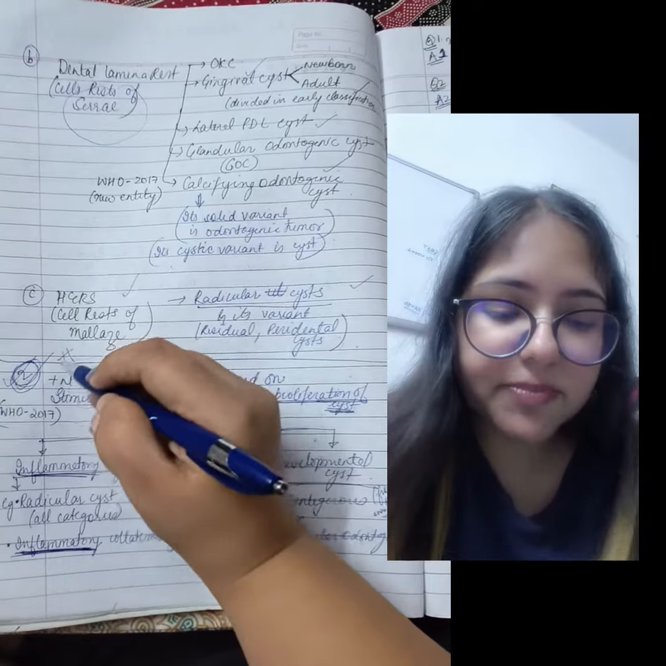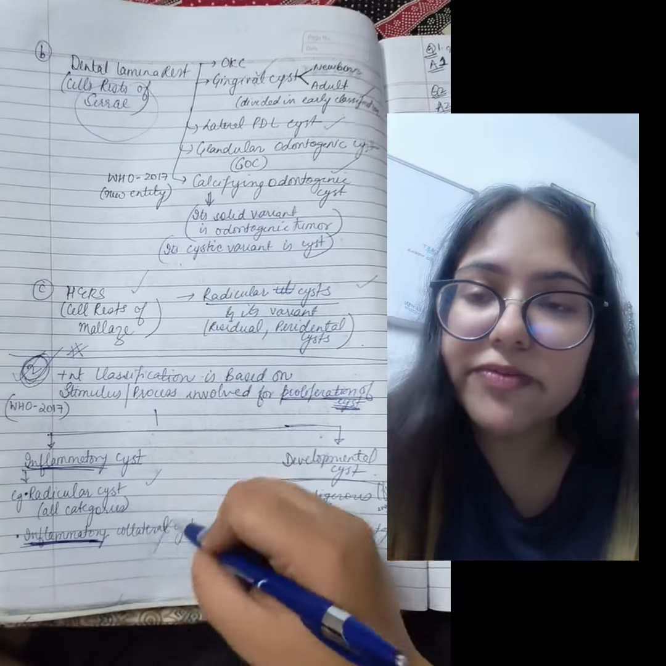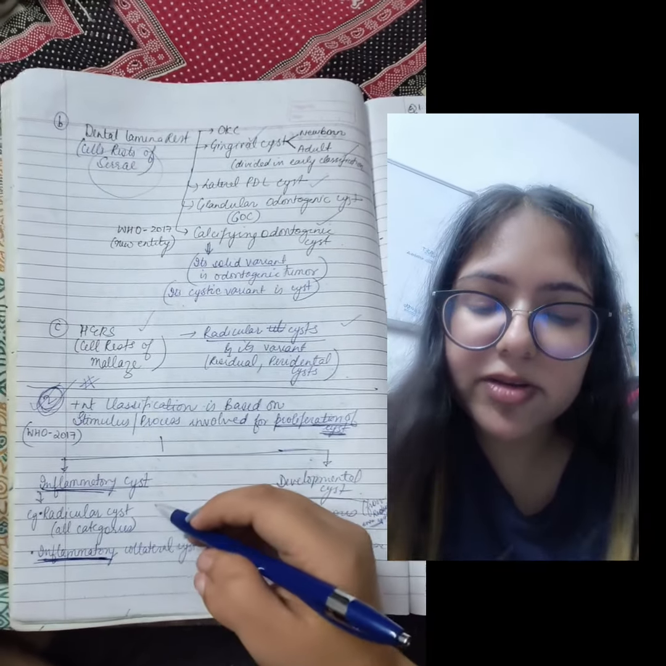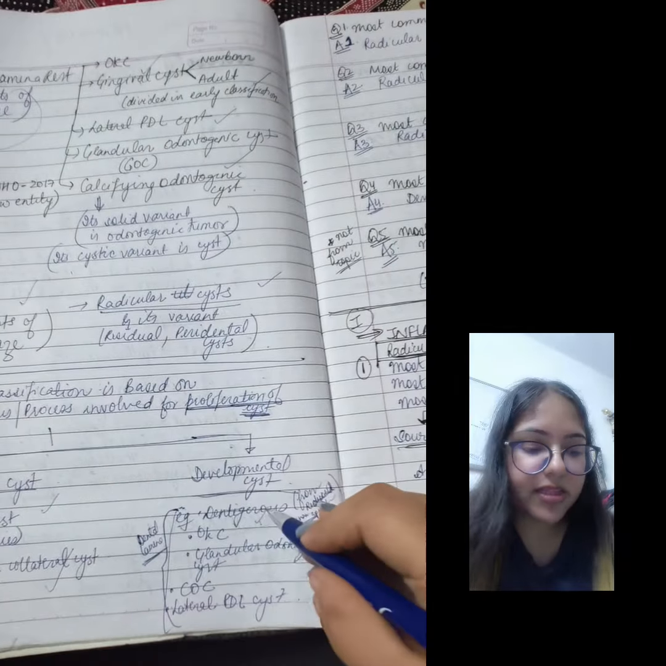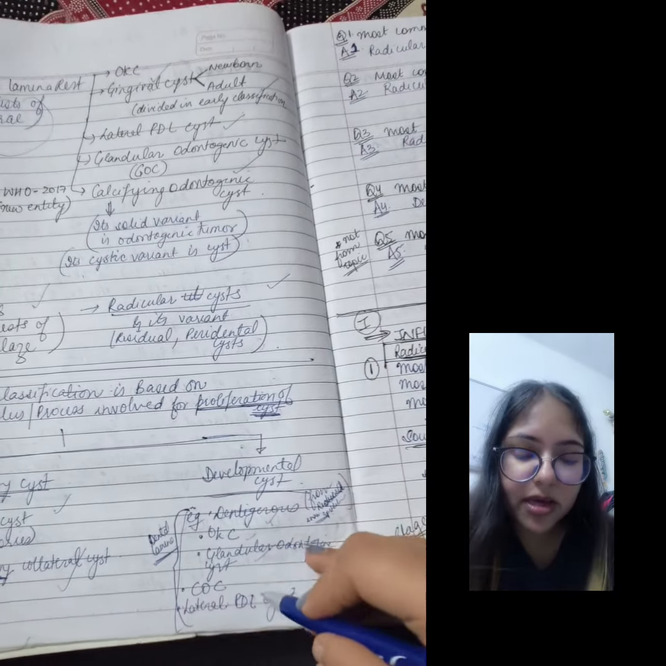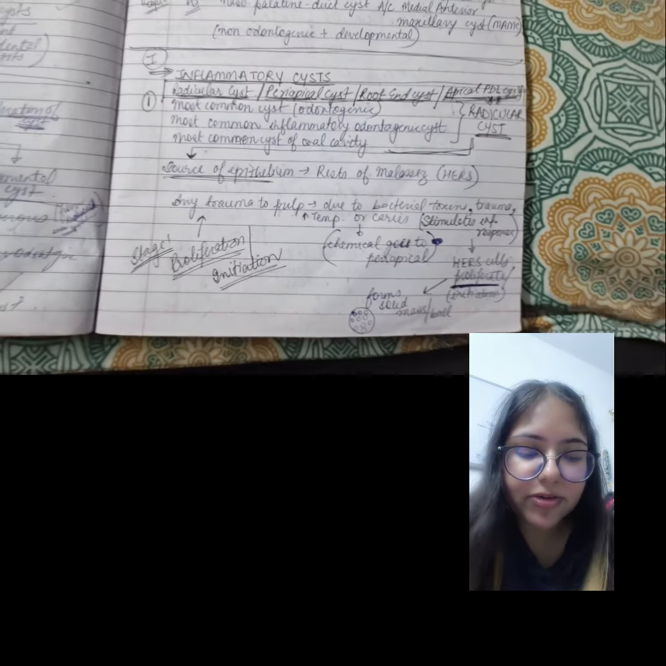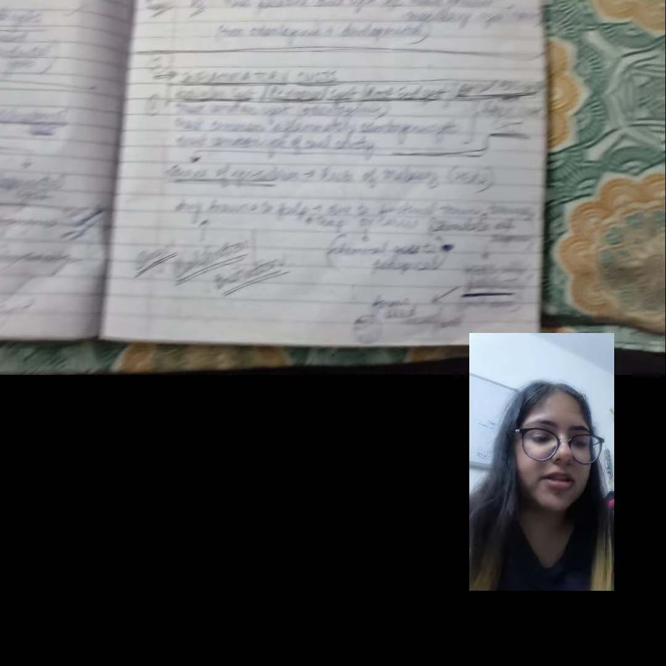The second classification is based on the stimulus and process involved in proliferation of the cyst. If the cyst is an inflammatory cyst, we have radicular and inflammatory collateral cyst. And if the cyst is a developmental cyst, we have dentigerous cyst, orthokeratinized cyst, glandular odontogenic cyst and lateral periodontal cyst.